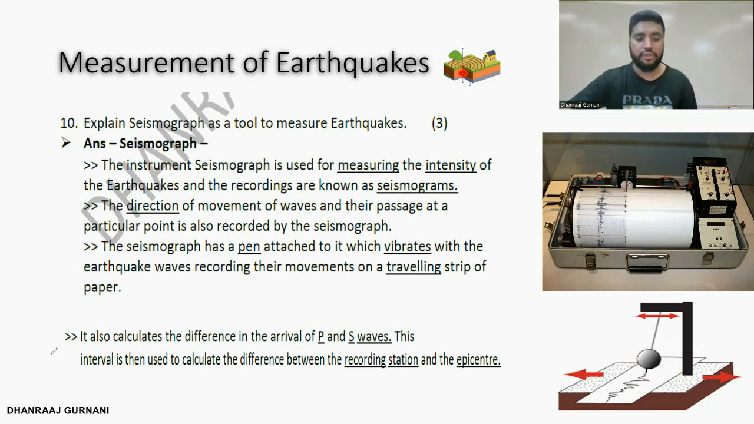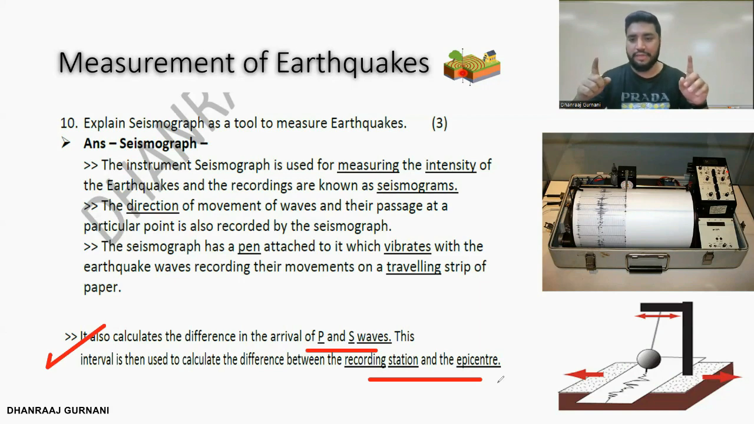Final point there, it also calculates the difference between the arrival of the P and the S waves. This interval is then used to calculate the distance between the recording station and the epicenter. So the final point says it also calculates the difference between the arrival of the P waves, that is the primary waves, and the S waves, which we did. This interval is then used to calculate the distance between the epicenter, that is where the earthquake has occurred, and the recording center, that is how far the seismograph is kept.